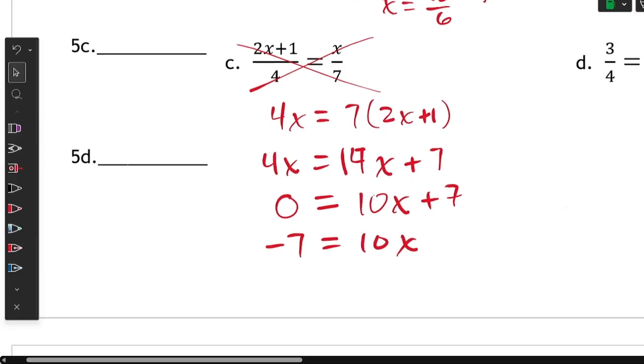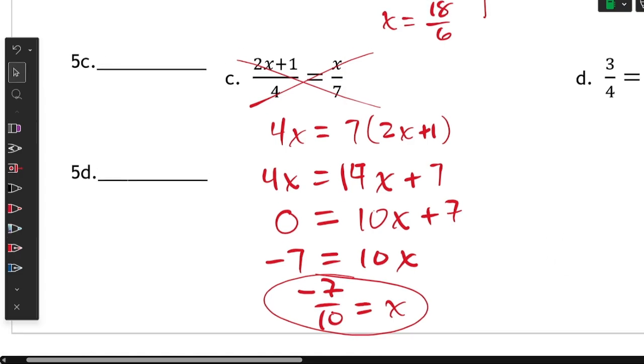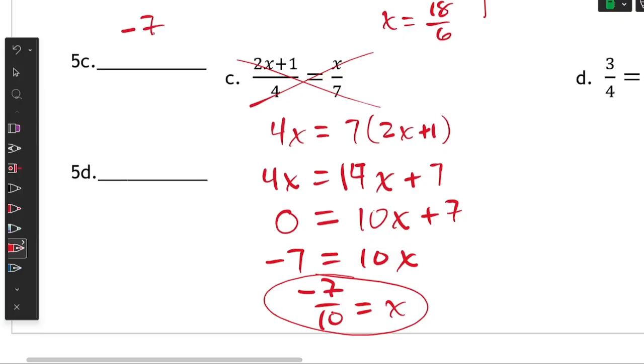And then finally, I'll divide by 10. So negative 7 over 10 is what x is. Our classroom calculators do a very efficient job of letting you check that answer. X should be negative 7 tenths.